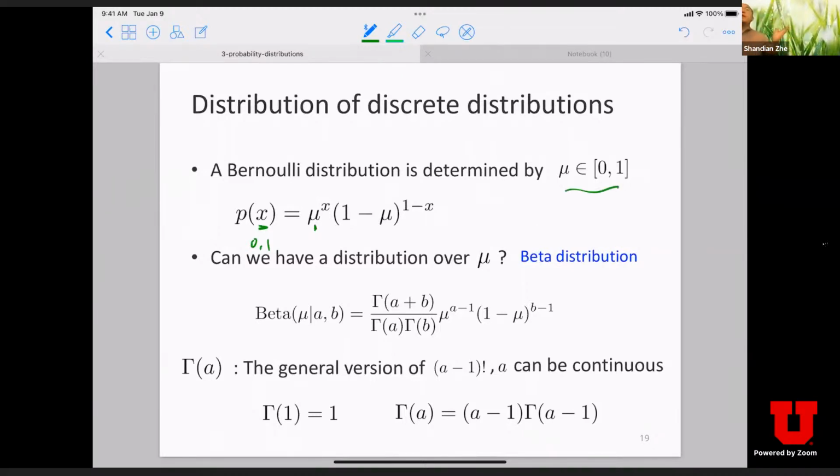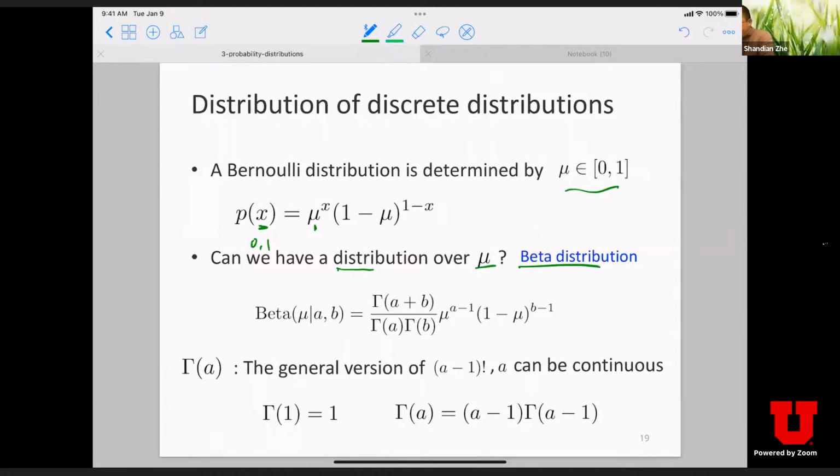Remember, mu here is a probability. It's non-negative, between 0 and 1. So this probability distribution must naturally satisfy that constraint. You cannot sample a negative mu, because a negative mu won't be able to parameterize a valid Bernoulli distribution. So a very commonly used distribution over mu is called the beta distribution.